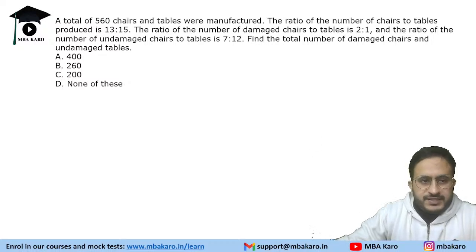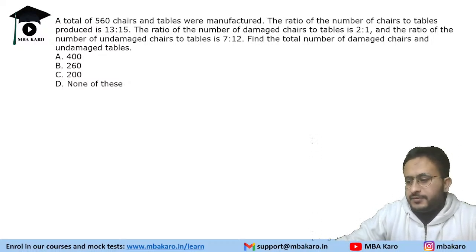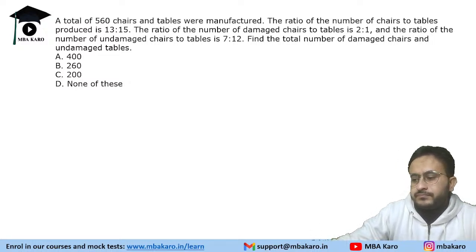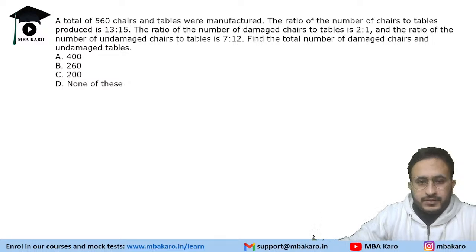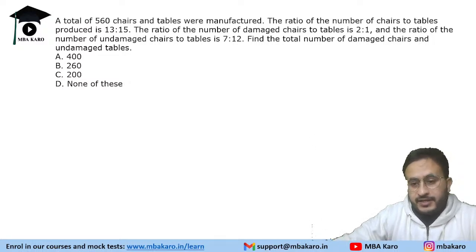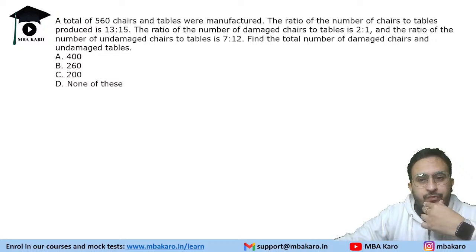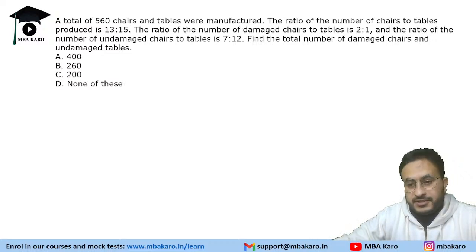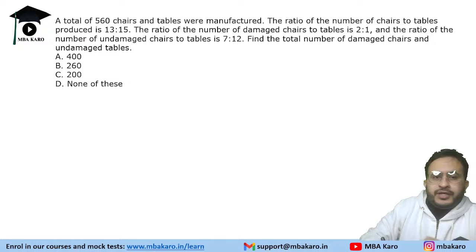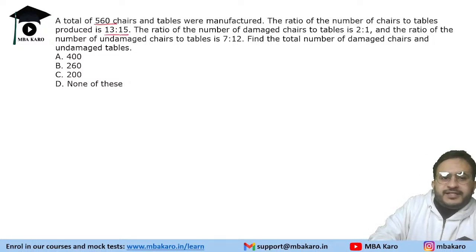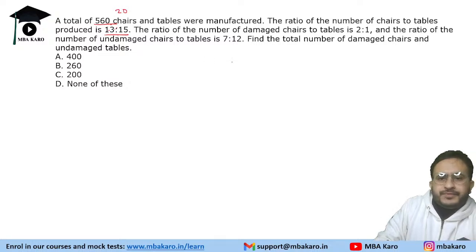So this problem says that there are chairs and tables, and some of them are damaged and some are undamaged. Okay, so we need to find the total number of damaged chairs and undamaged tables. Okay, so we have 560 total. Now this thing is simple: 13 ratio 15, 28 parts. So one part is 20. Okay, so chairs and tables total is 260 and 300, right?